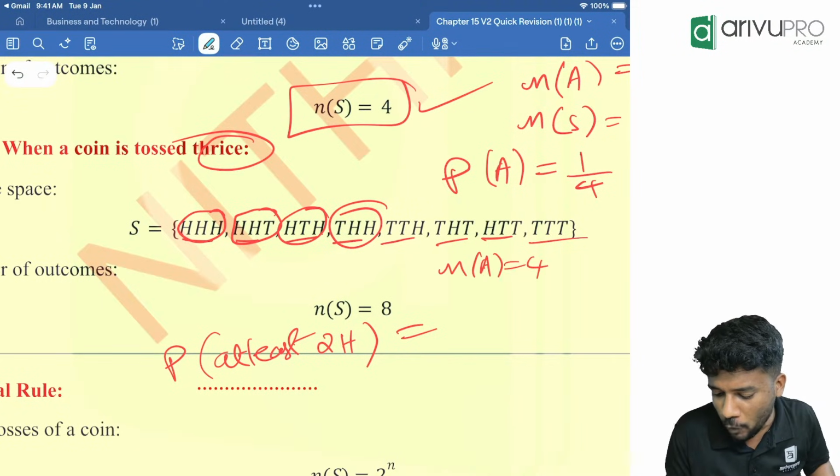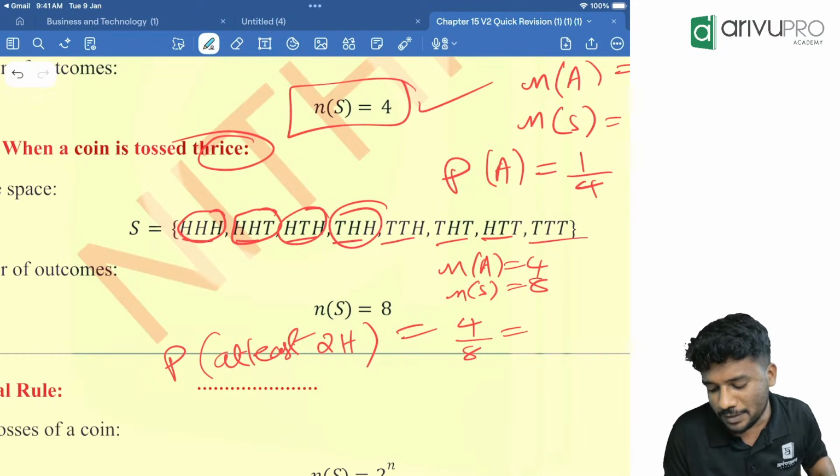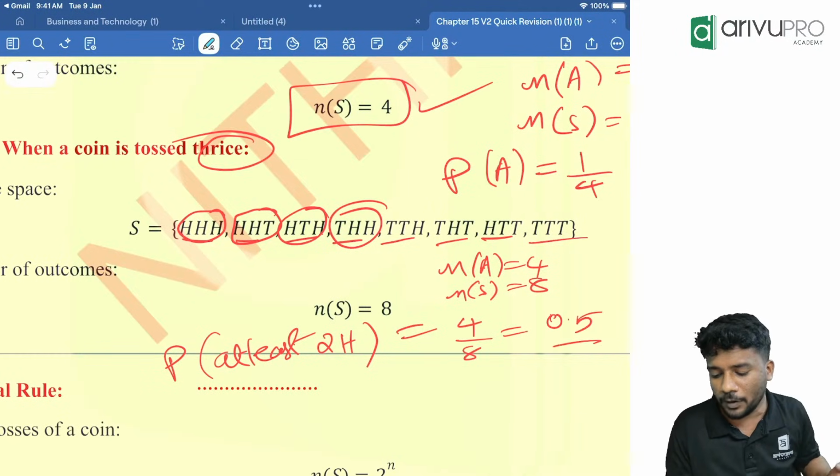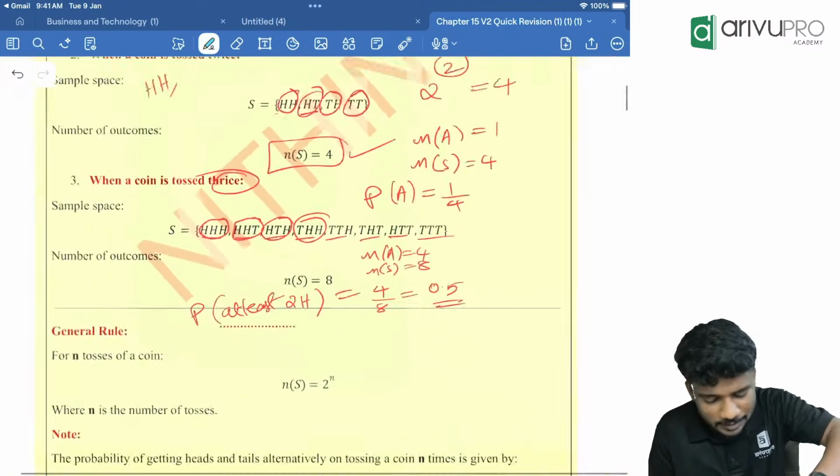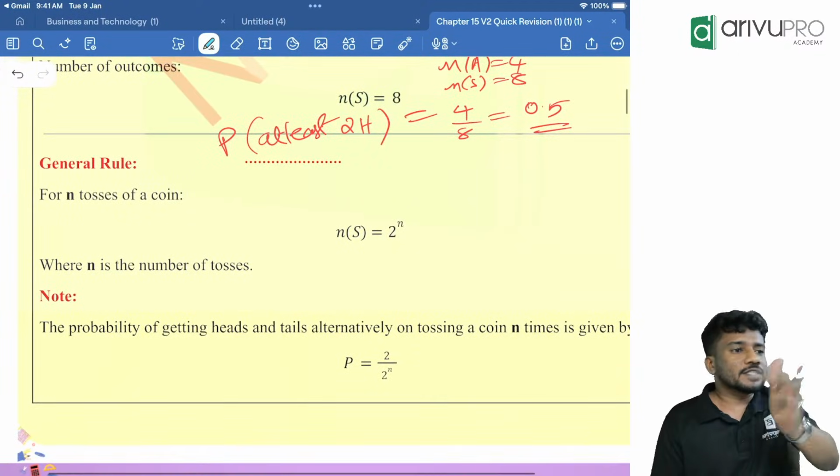So N of A will be 4. N of S is already what? 8. So it will be 4 by 8, which is equal to 1 by 2 or 0.5. Okay. That is regarding our tossing a coin part.